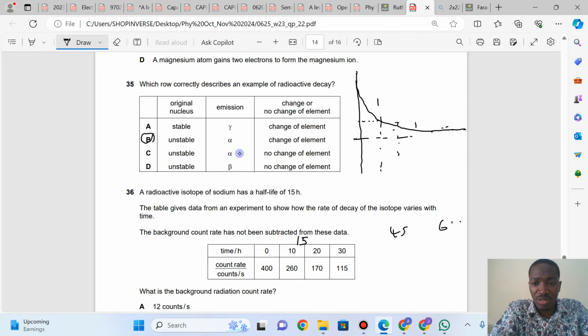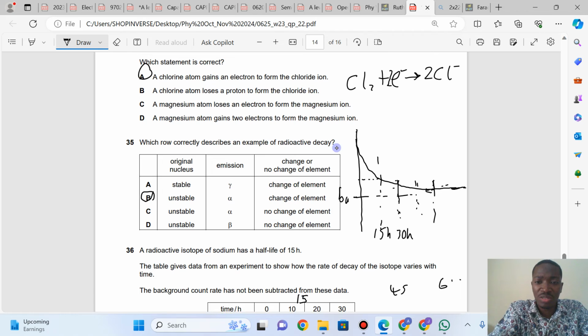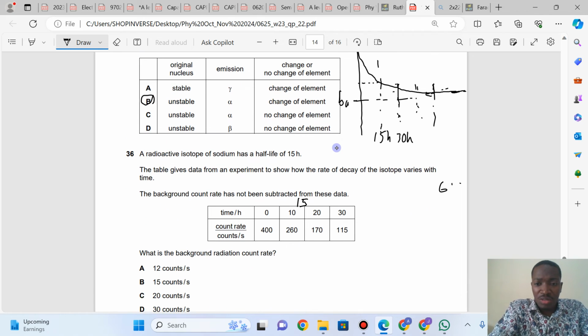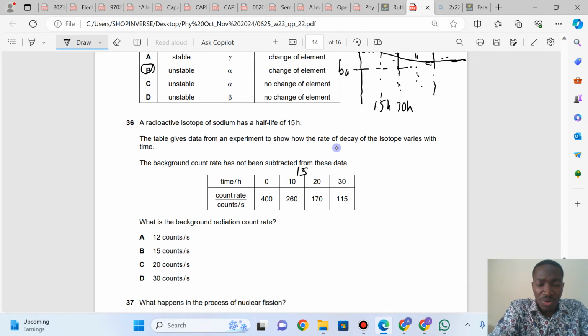So this is T, on and on and on. Once you get to 0, all of this represents background radiation. Okay, yeah. So half-life is 15 hours. The next time we have is 30 hours, followed by 45, which is not given to us, so we don't need it. So let's focus on what we have here, 15 hours and 30 hours.